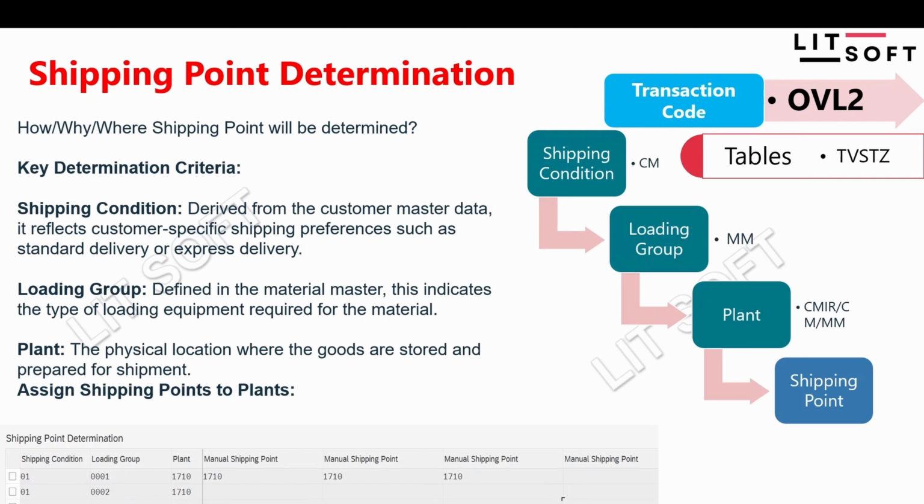Here is how the shipping point will be determined, with some key determination criteria: the shipping condition as it is in the customer master, what we use, and the loading group in the material master, how you load it. Then the plant is a physical location, and you assign the shipping point to the plant, so that is the combination.